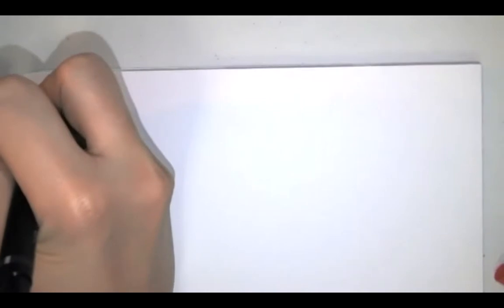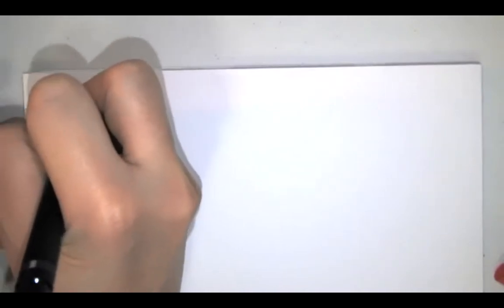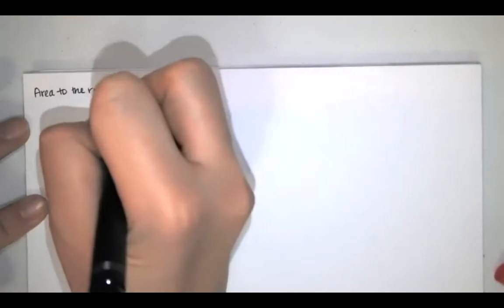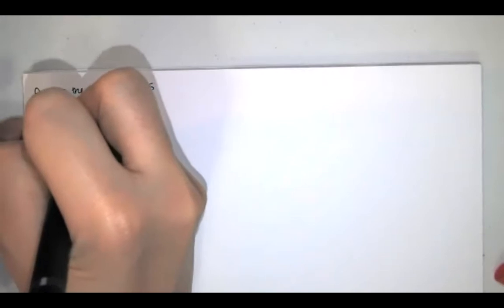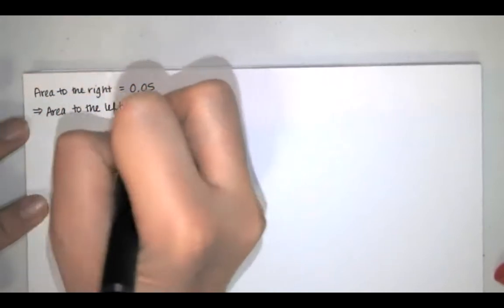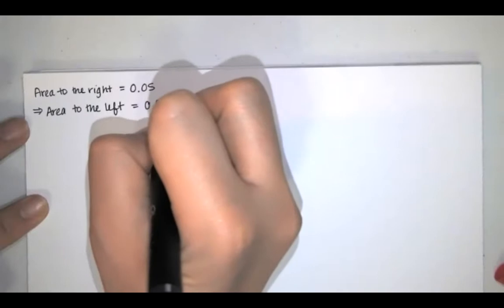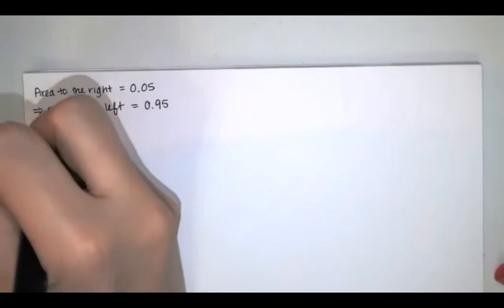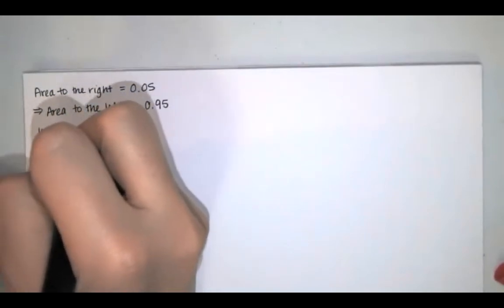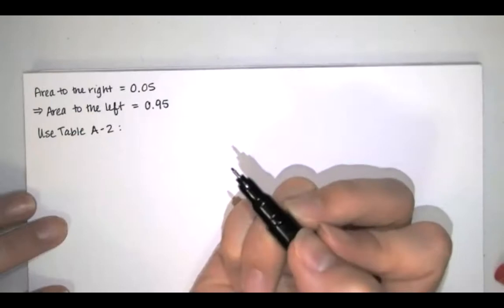Okay, so in order to find that Z score, what I need is the Z score that gives me an area to the right of 0.05. That means the area to the left is, of course, the complement of that, or 0.95. And we could use table A2. That's one way of finding that Z score. Or we could use Excel.